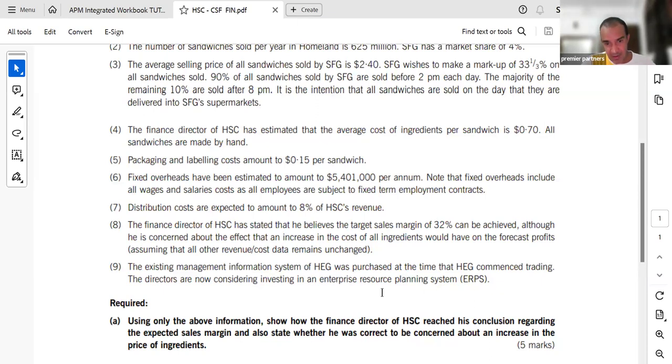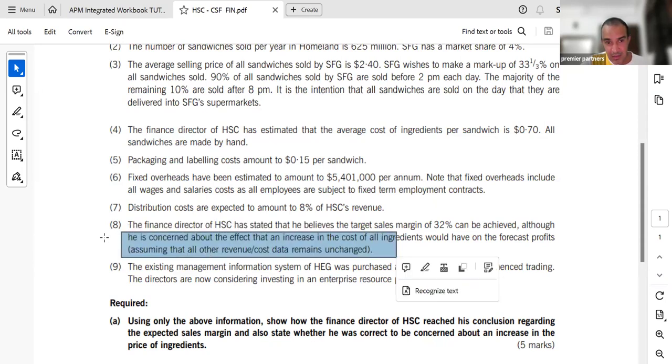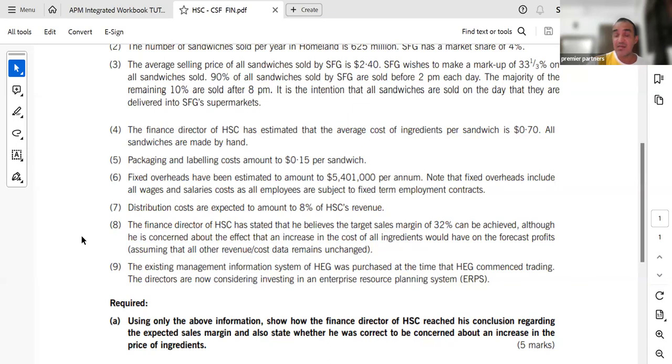And then we also need to say whether he was correct to be concerned about an increase in the price of ingredients. Now, what is he saying? Although he's concerned about the effect that an increase in the cost of all ingredients would have on the forecasted profits, assuming that all other revenue cost data remains unchanged. So the only change he's looking at is ingredients. He's expecting everything else to remain constant, and any change in ingredients cost is going to worry him. So the question is, is he correct to be worried? So we need to do something small there to identify and tell, okay, he's right or wrong.